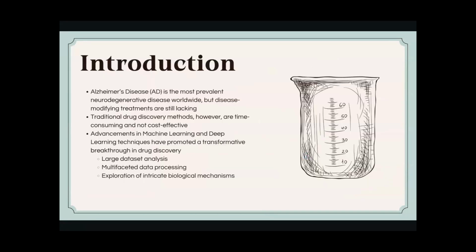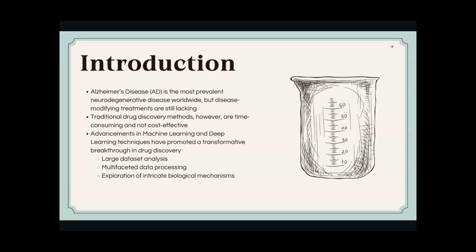First, Alzheimer's disease, as we may all know, is the most prevalent neurodegenerative disease worldwide. But disease-modifying treatments are still lacking. And traditional drug discovery methods, however, are sometimes time-consuming and not as cost-effective. So for a lot of researchers, in order to find new ways to treat Alzheimer's disease, researchers started to shift their gear toward machine learning-aided drug discovery process.